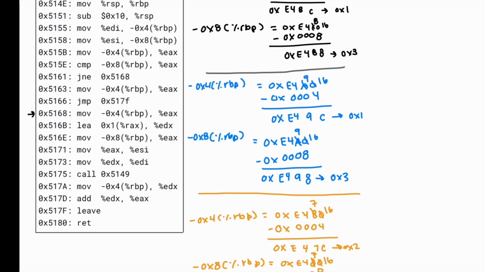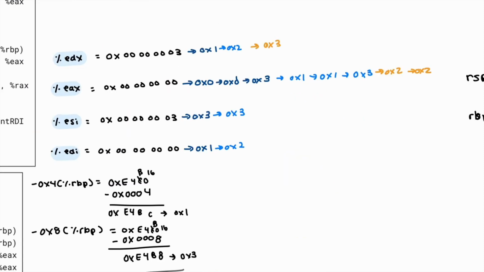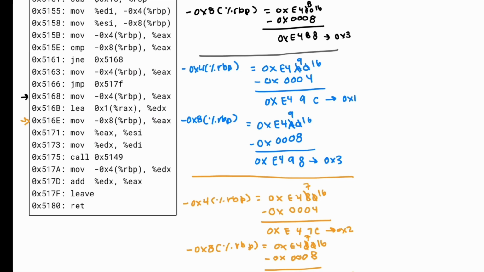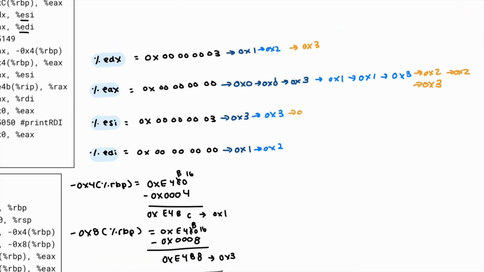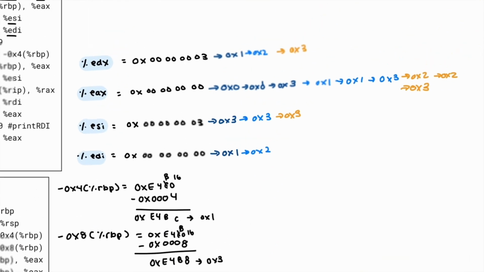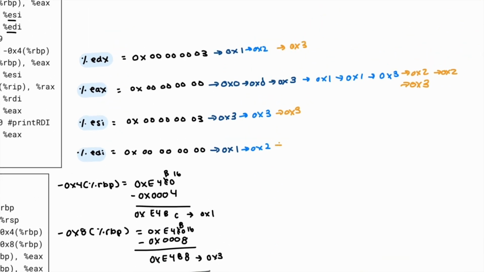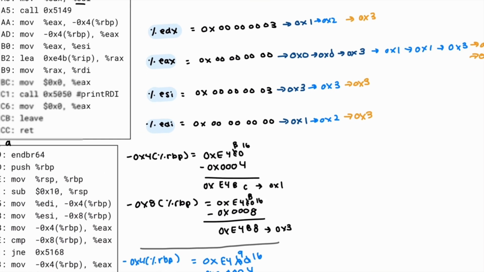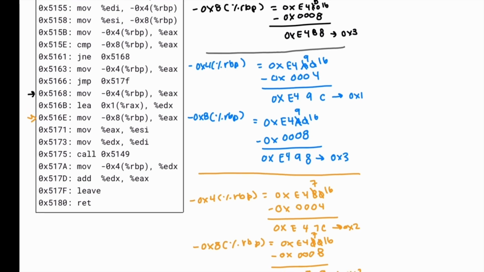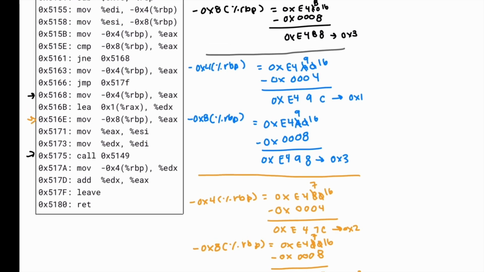Moving minus 8 RBP into EAX, so EAX will have 0x3 again. And then we have to move EAX into ESI, again keeping that constant value, and then move EDX into EDI. So now our EDI gets updated through our EDX being updated. Later when we go through this function again, our updated EDI is going to update our 0x4 value.